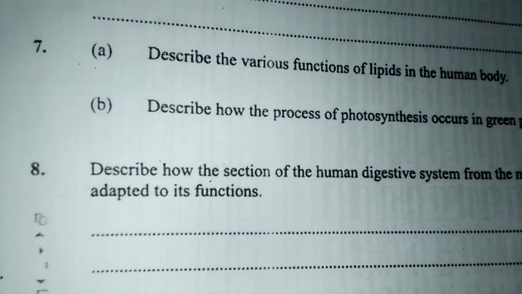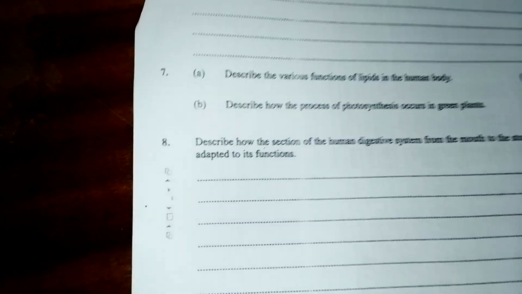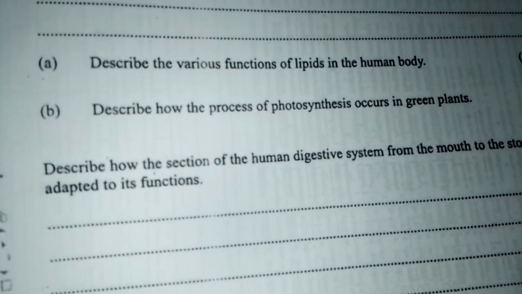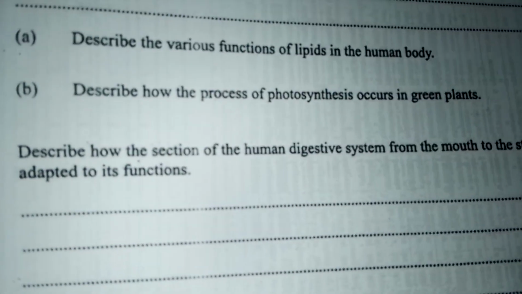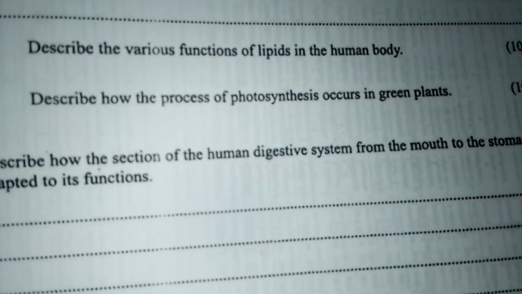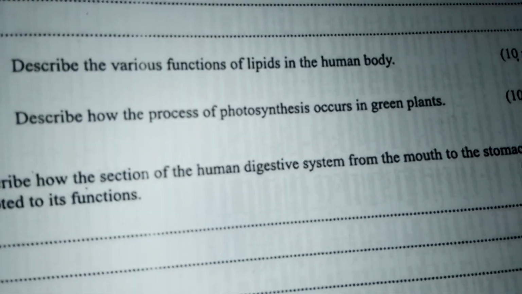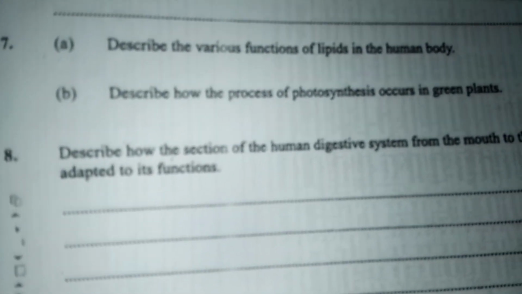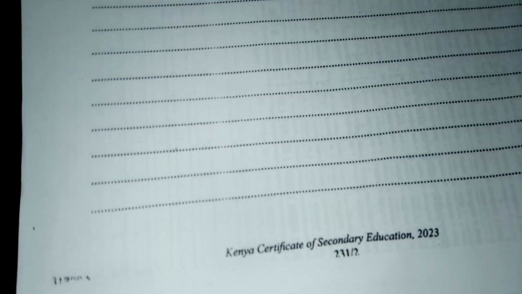And then I have question 8, which is last but not least. You are supposed to describe how the section of the human digestive system from the mouth to the stomach is adapted to its function. And this is the space that you are provided to answer those questions.